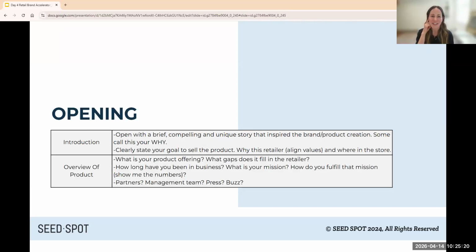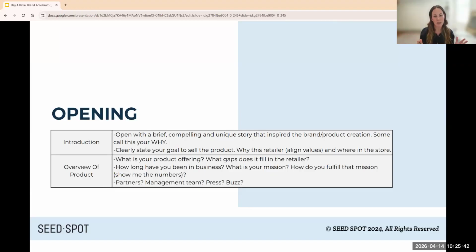Okay, so let's get into it. The opening. So this is the introduction. This is where you're going to open with a brief, compelling, unique story, what inspired your brand. Definitely, you want to focus on your why. Like I said at the beginning, I do want to hear an origin story, but it's got to connect to the product.